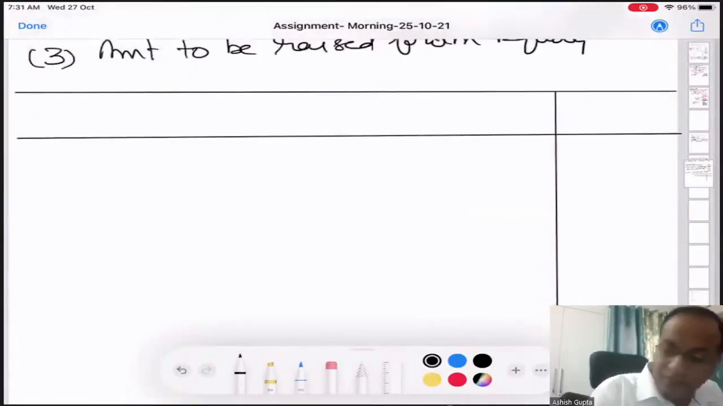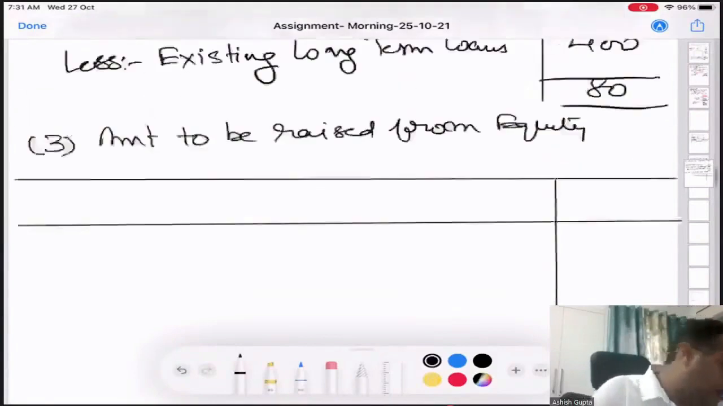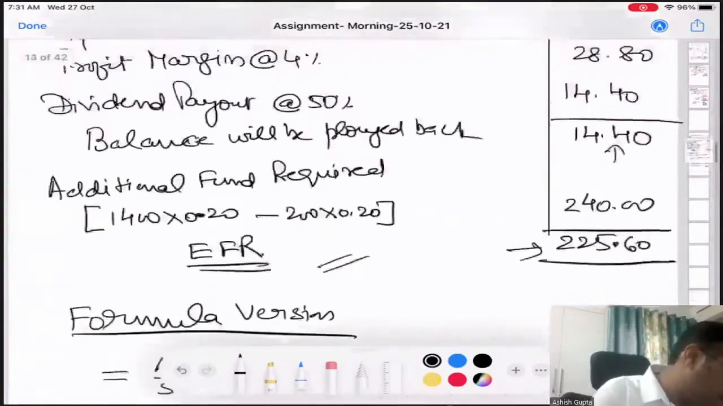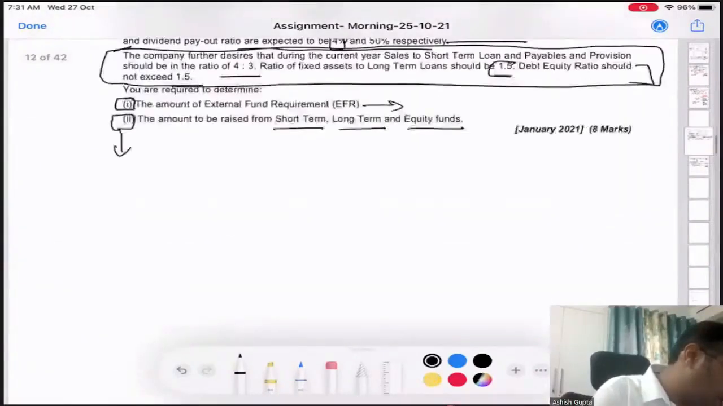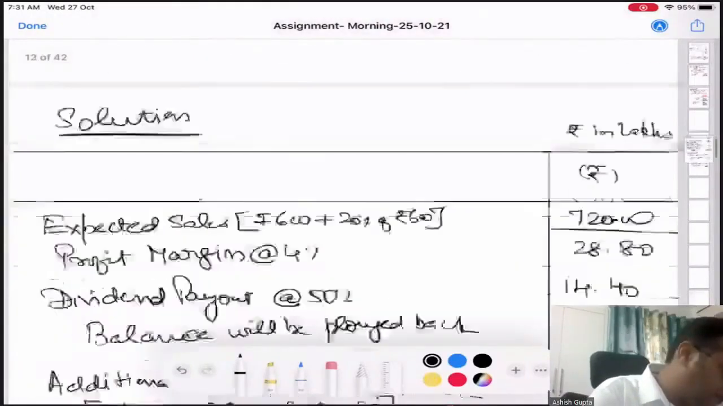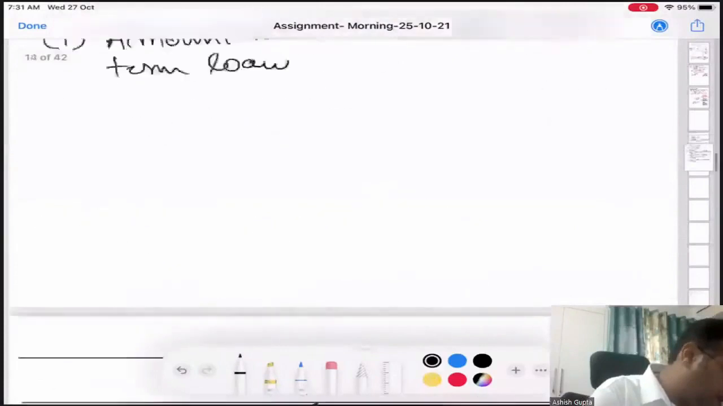Okay, students. Now, if we go by the condition, please check the condition. The debt equity ratio should not exceed 1.50. So let us see how we can meet this condition.